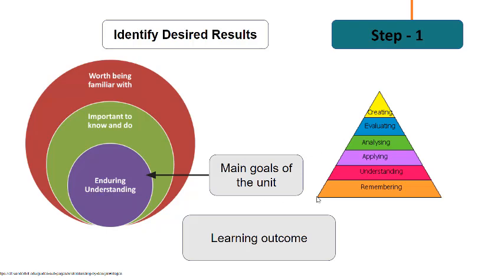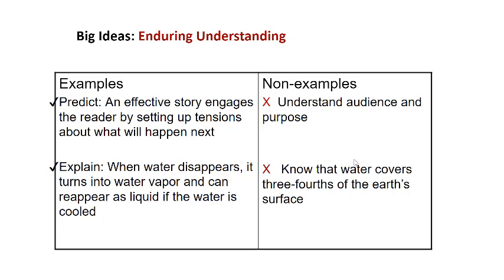After you define the desired result of your course, now it's time to design and write the learning outcomes of the course. And don't forget, to write the learning outcomes, you need to use Bloom's taxonomy, and we need to focus on the higher order thinking skills.